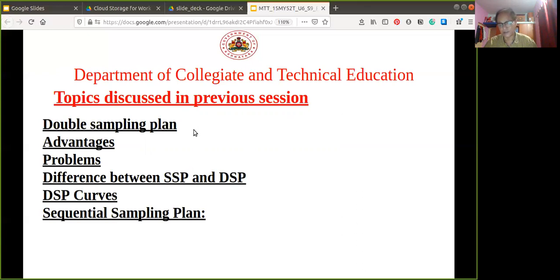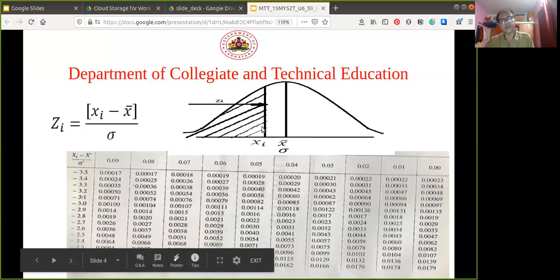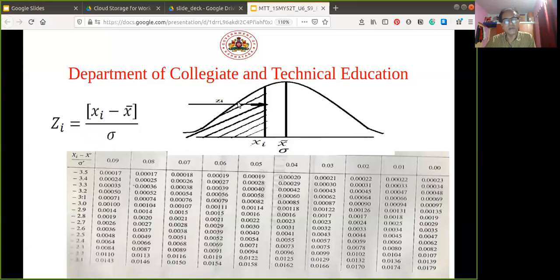So this is session nine. Here we will be discussing the tables that are used for the calculations. These tables are called statistical tables. When you go to the statistical tables, the first table that you will get is the table that is used for the normal distribution curve. You can see here, this curve is a normal distribution curve.